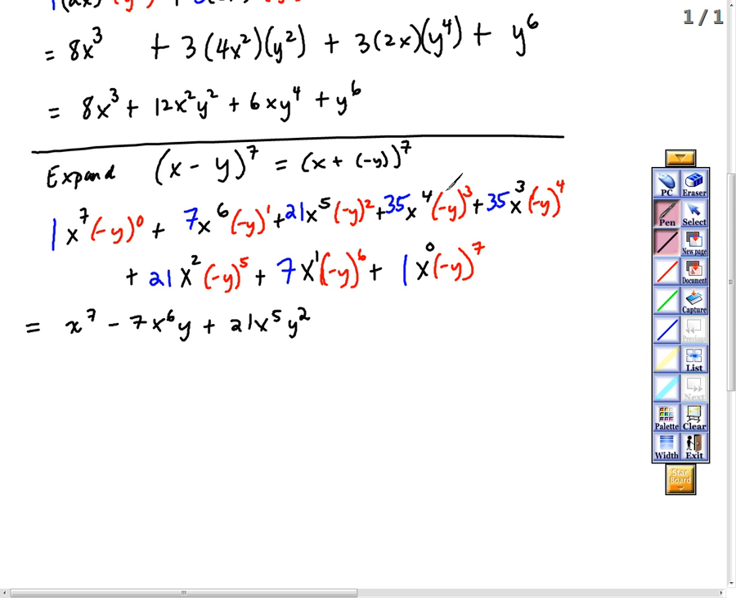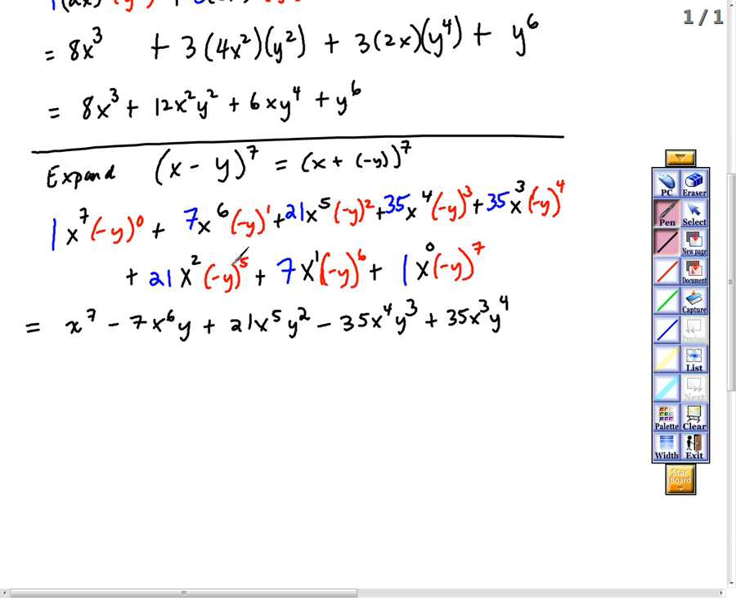Now look at this, negative y is cubed. So that's a negative times a negative times a negative. I end up with a negative, so this changes to a negative 35 x to the 4th y cubed. Looking at this one, I have negative y to the 4th power. So that's a negative times a negative times a negative times a negative. That's an even number of negatives, which is positive, so I keep the plus 35x cubed y to the 4th.